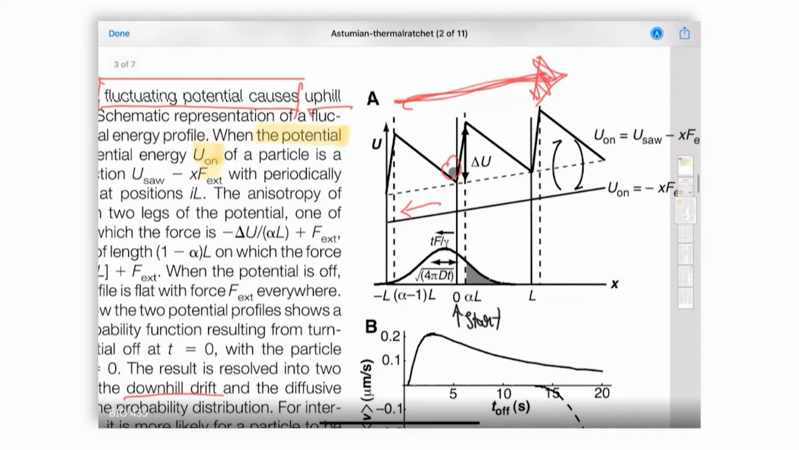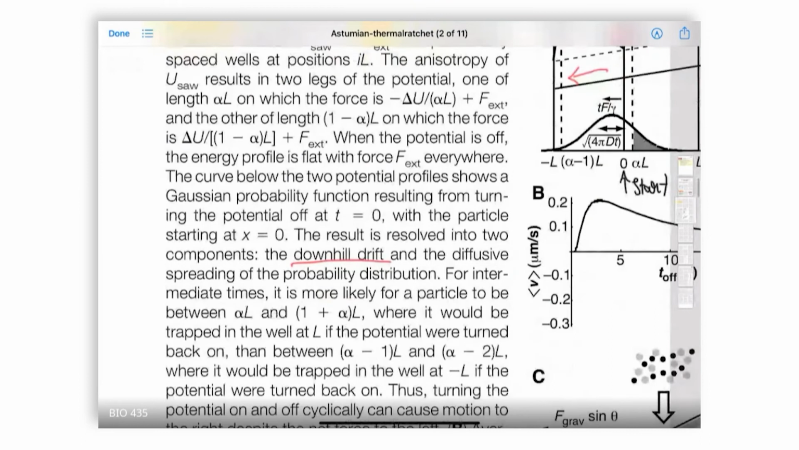Okay. And this is resolved into two components, obviously. One is diffusive, which means they will go in equally in all directions. This way as well as this way. But it is also likely that they will go this way, leftwards, because of the whole intrinsic downhill drift or the gradient.